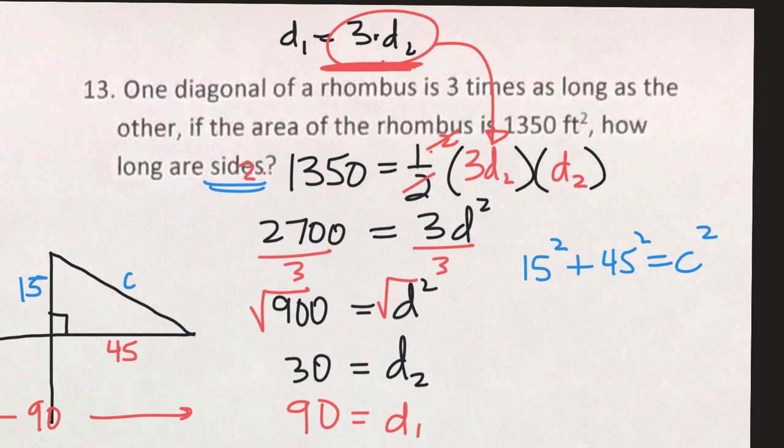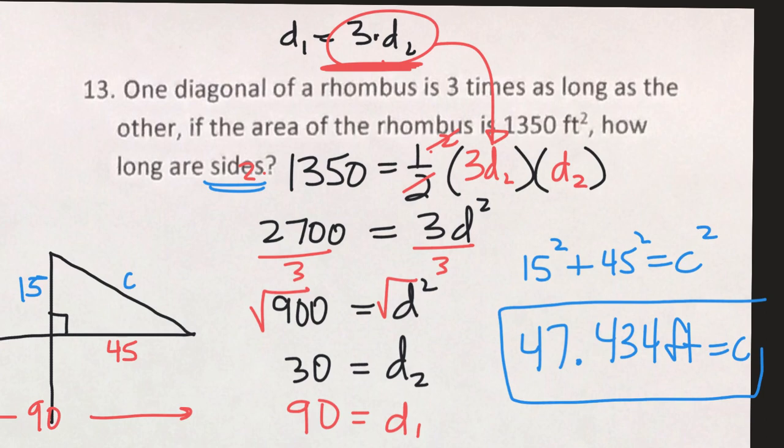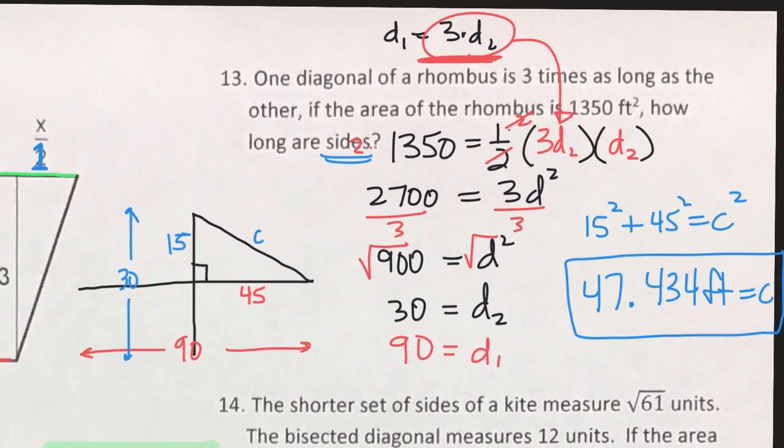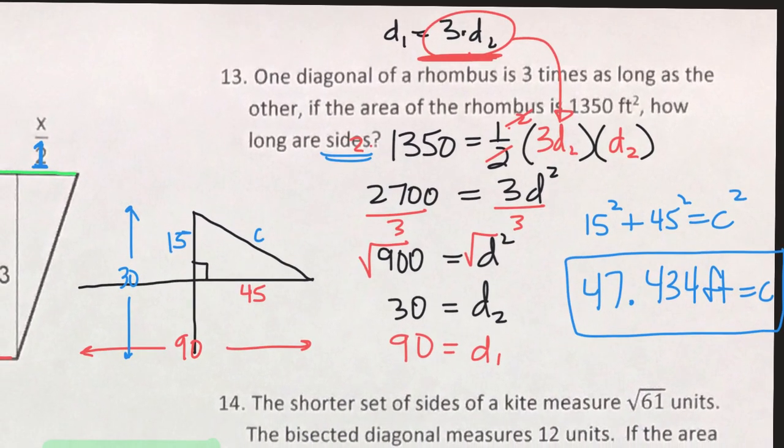So the square root of 15 squared plus 45 squared into my calculator, and I get a side length of 47.434 feet as the side length of my rhombus. Okay, so we use the area to find the diagonals, and then we use the diagonals, chop them in half to make right triangles, and use our buddy Pythagoras in order to calculate the length of the side of your rhombus. And if it said find the perimeter, you'd simply multiply that by 4.